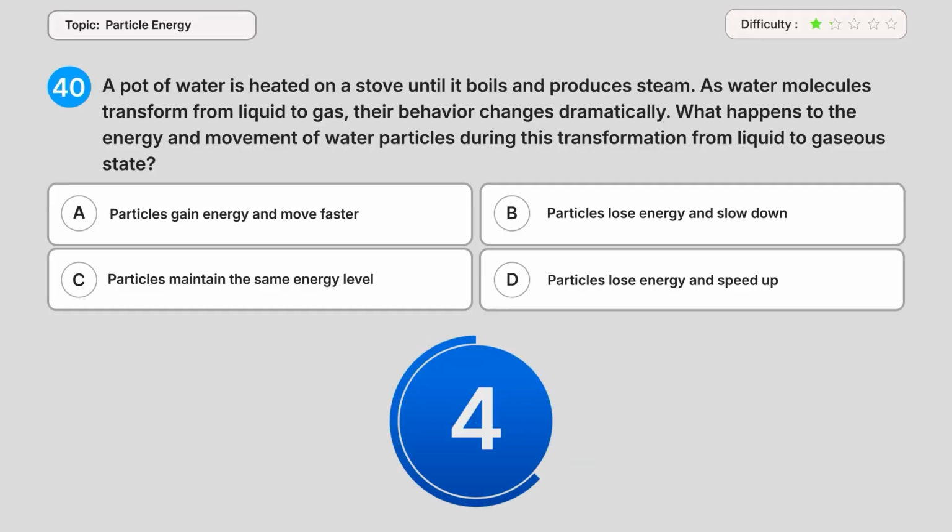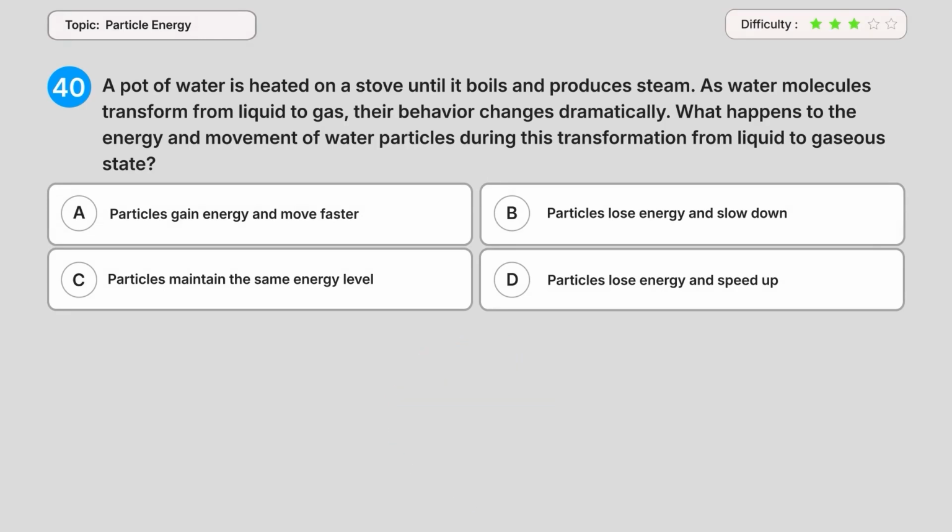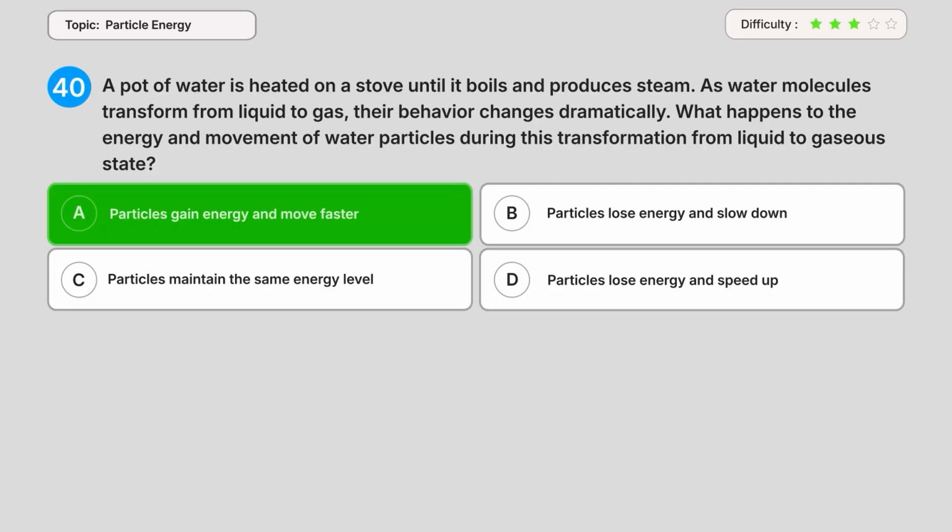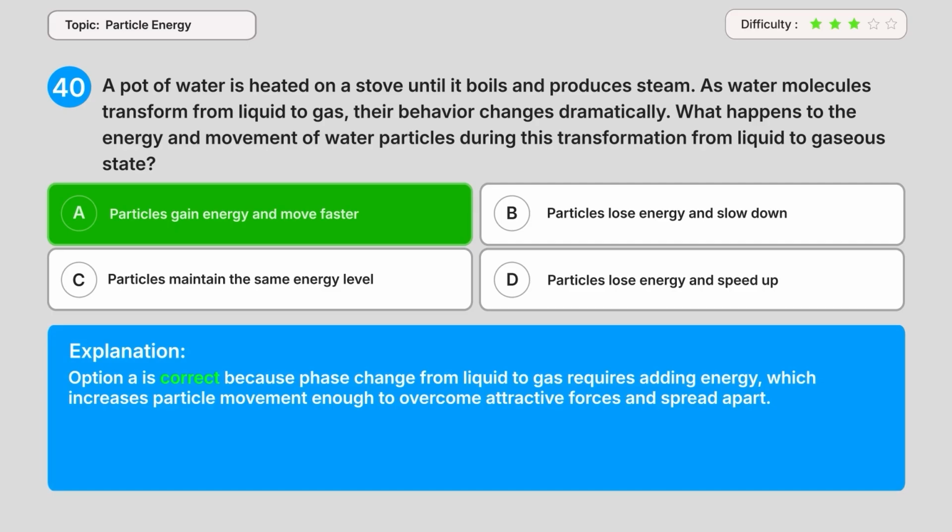What do you think is the answer? Correct answer, A. Particles gain energy and move faster. Explanation. Option A is correct because phase change from liquid to gas requires adding energy, which increases particle movement, enough to overcome attractive forces and spread apart.